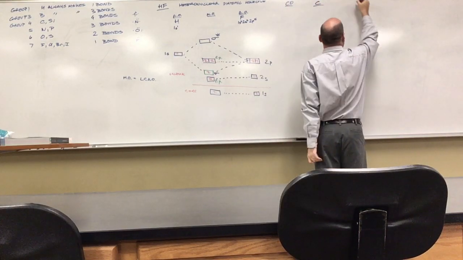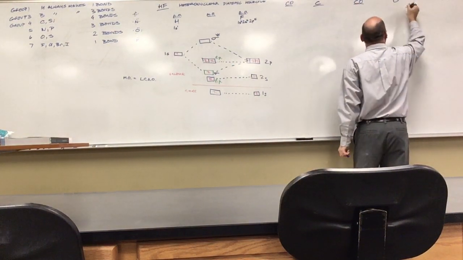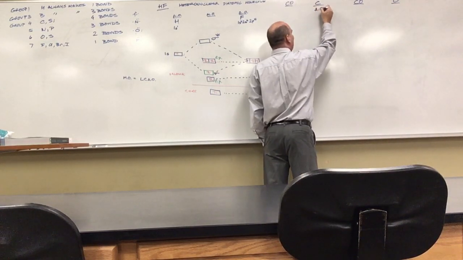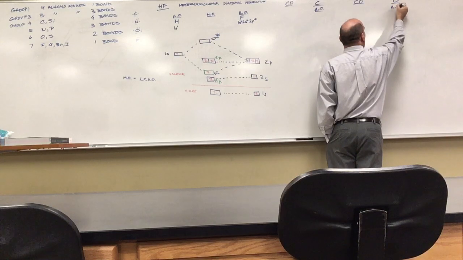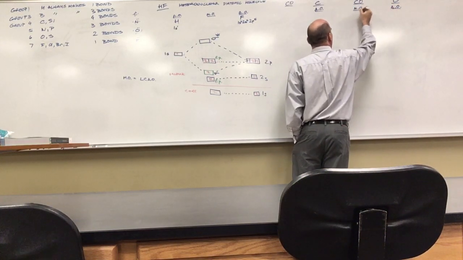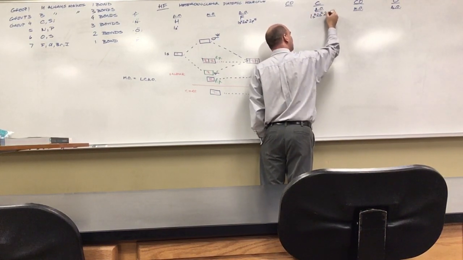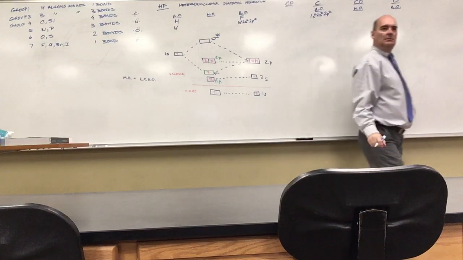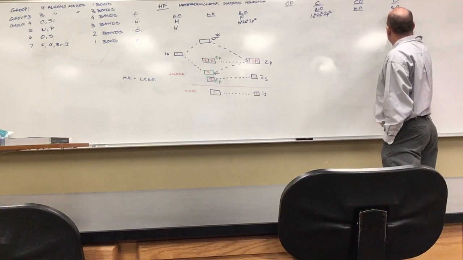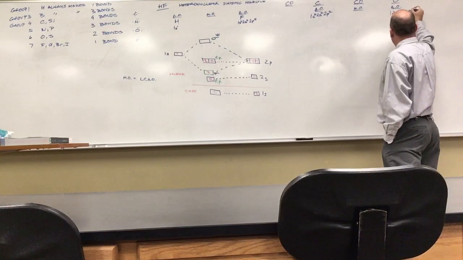Carbon monoxide. So my atomic orbital goes here, my atomic orbital goes here, and my molecular orbital goes in the middle. And carbon is 1s2, 2s2, 2p2. And oxygen is 1s2, 2s2, 2p4.